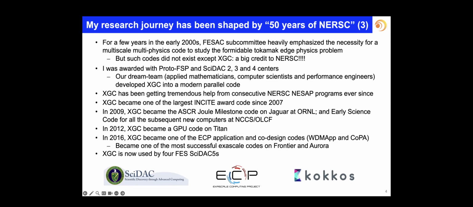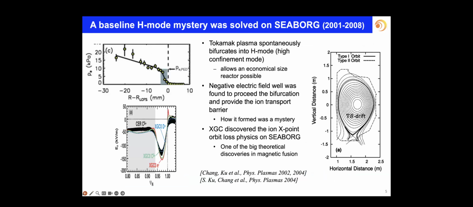In 2009 it became an Oscar Joule milestone code on Jaguar, and an early science code, they called it CAAR, on the subsequent new computers at OLCF. In 2012, XGC became a GPU code on Titan, one of the earliest GPU codes actually. In 2016, it became one of the ECP application and co-design codes in the WDMApp and CoPA projects.